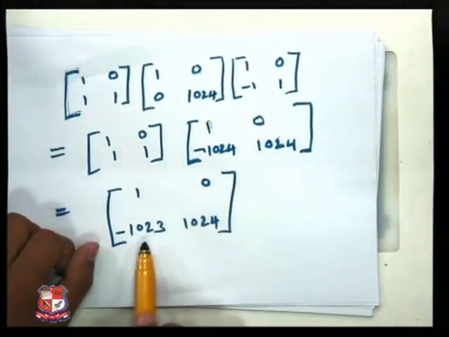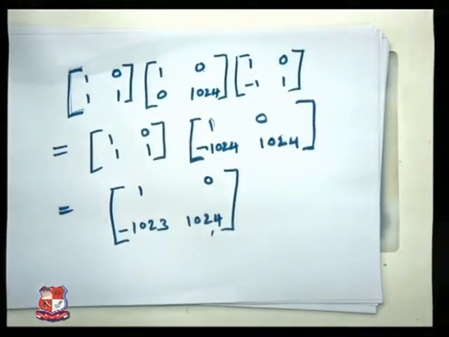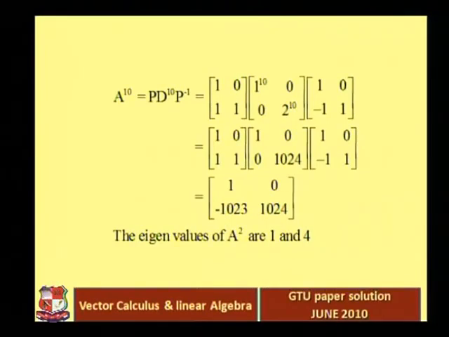So what is our answer? 0, 1, minus 1023, 1024. So let's see. Here is our answer. Okay, so multiplication of these two matrices is quite easy. You can solve it. Now another question is, we want to find the eigenvalues of A square.